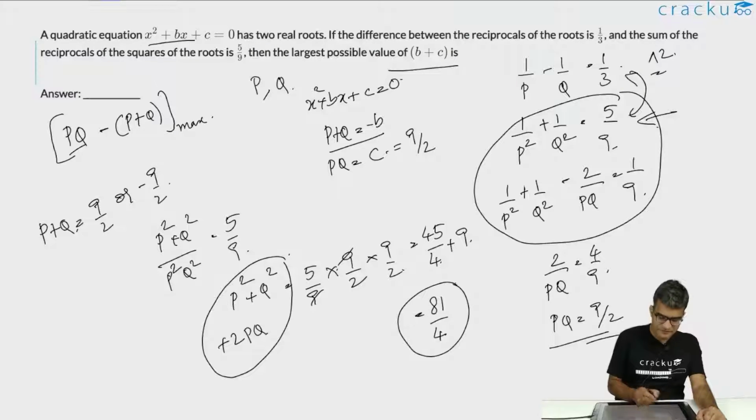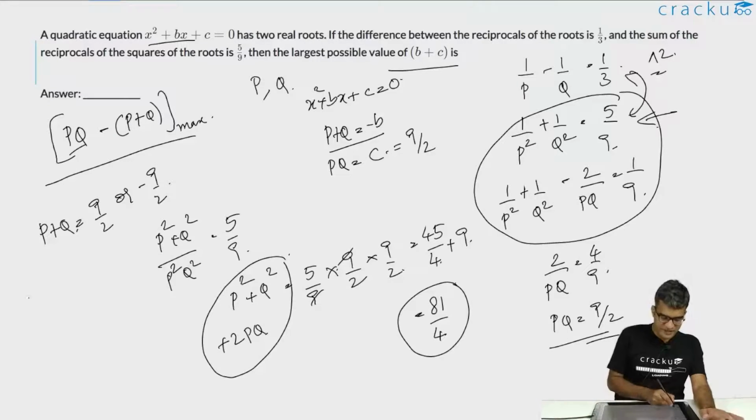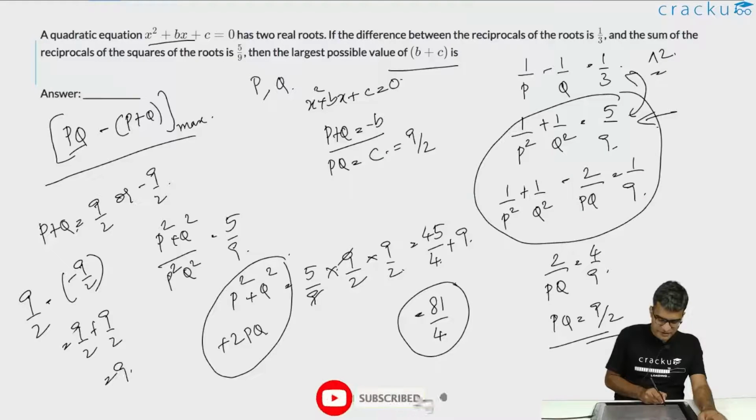We are required to calculate the maximum value of pq minus p plus q. So the maximum value will be 9 by 2 minus of minus 9 by 2, which is equal to 9 by 2 plus 9 by 2, which is equal to 9. So the answer for this question is 9.